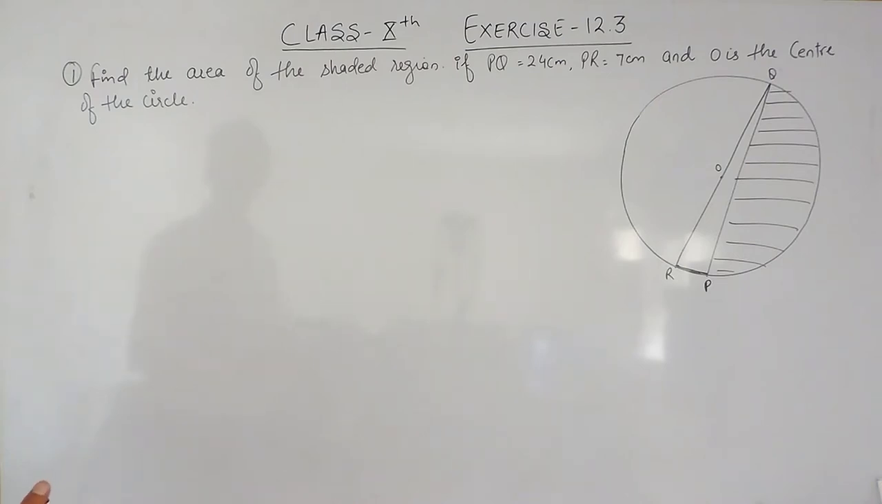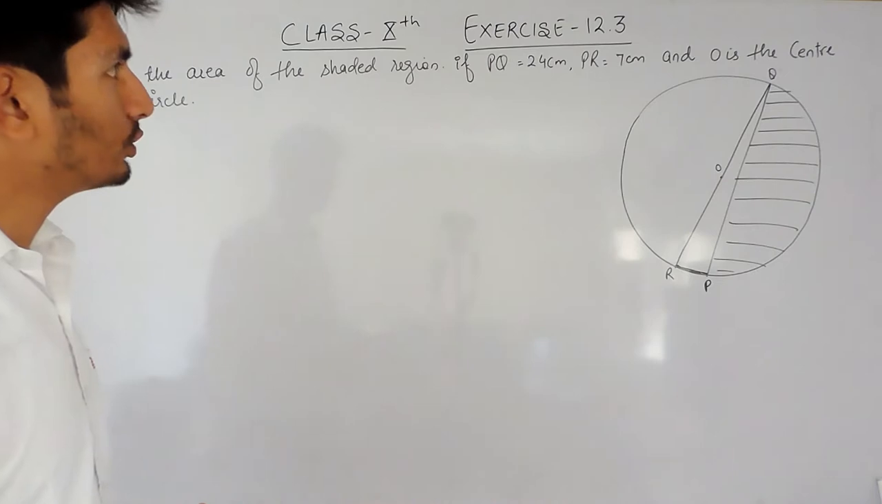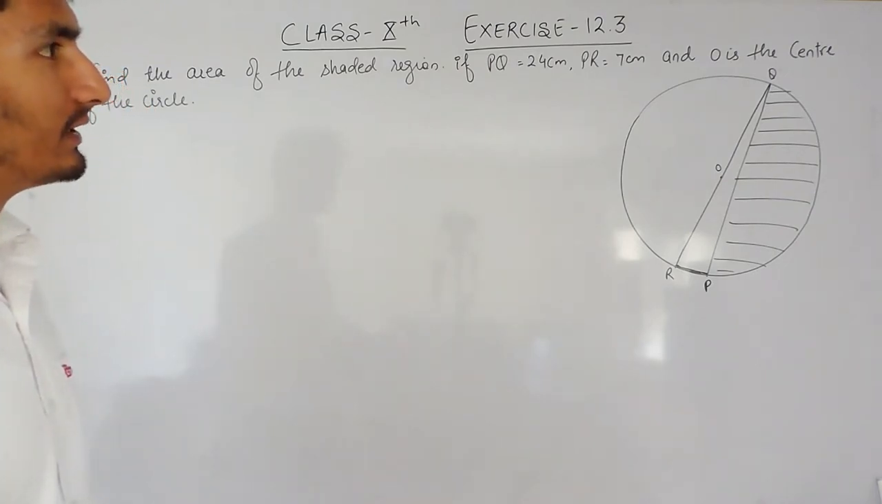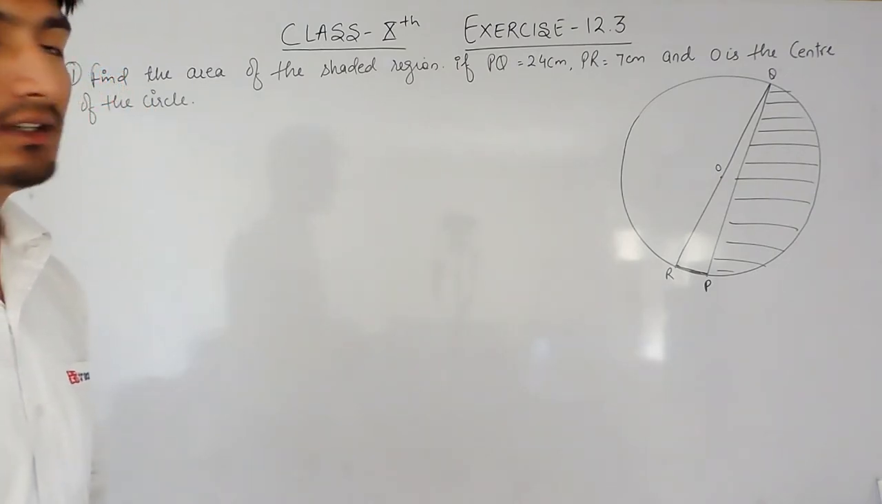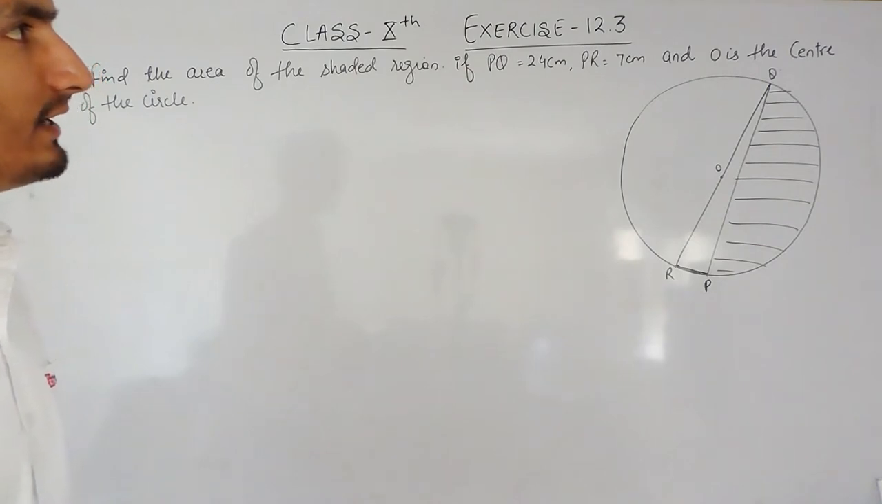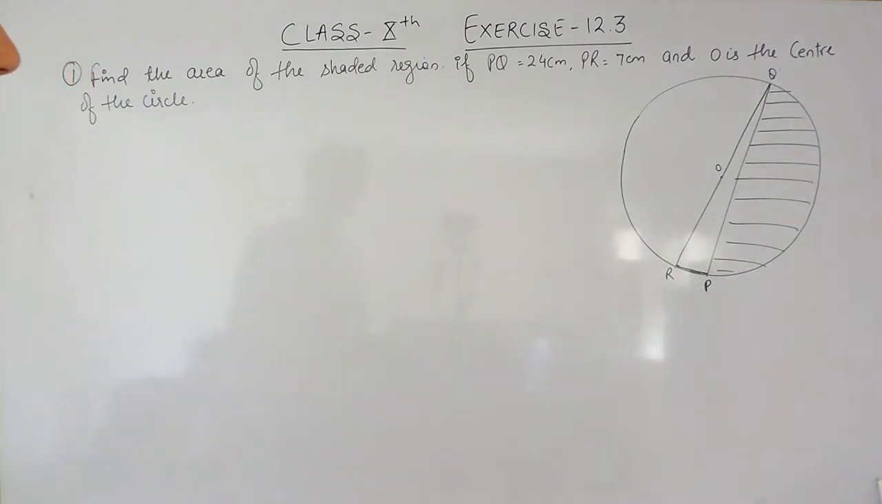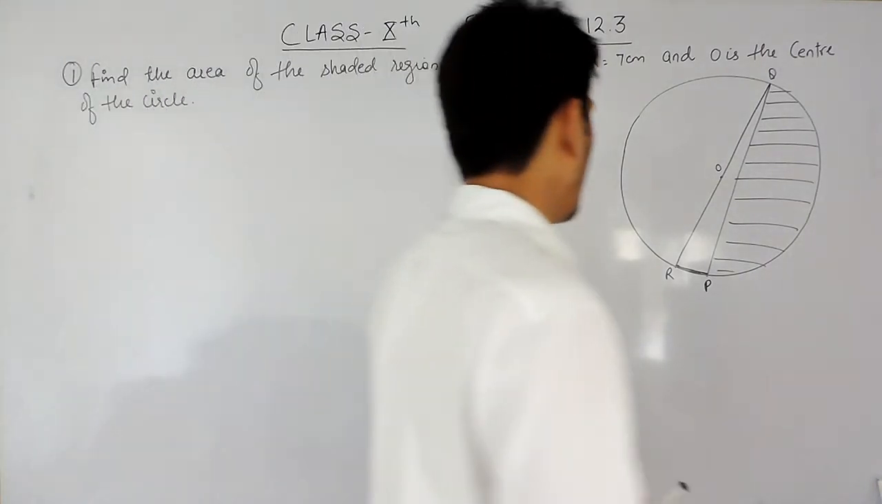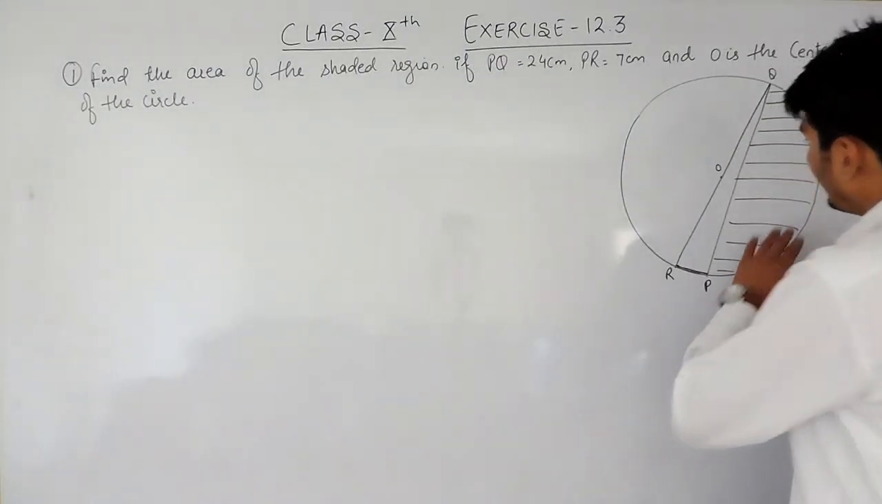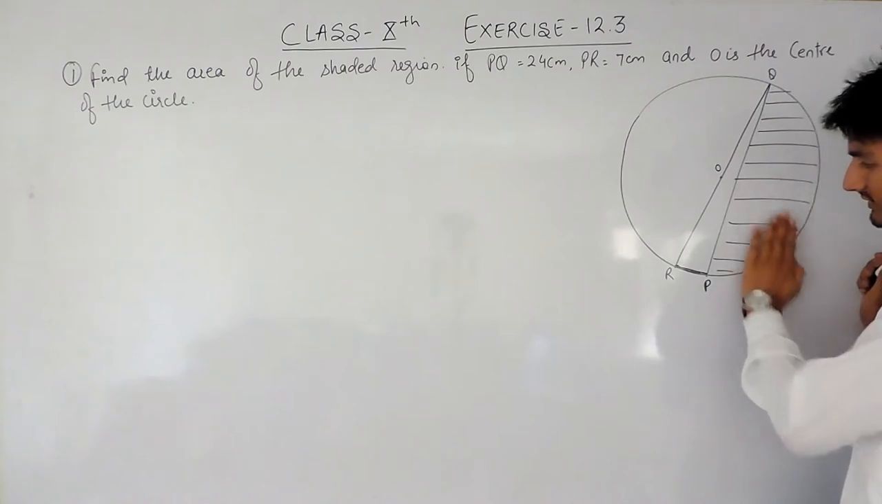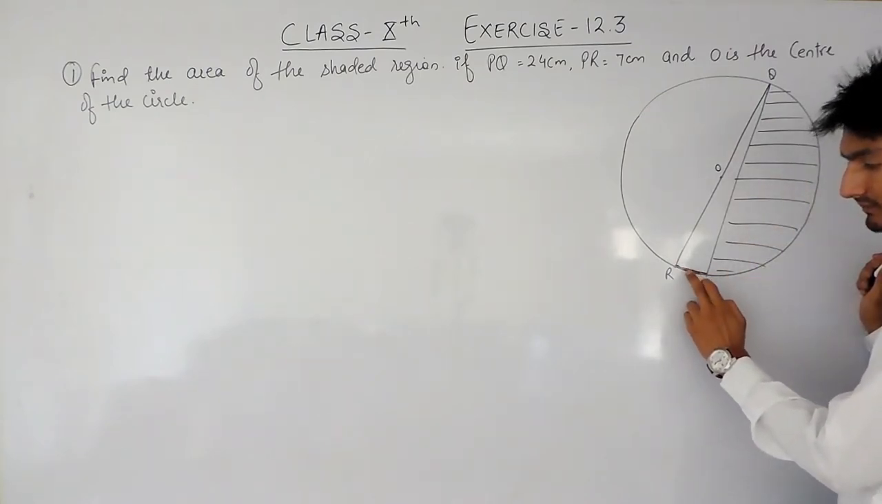Question says, find the area of the shaded region if PQ is equal to 24 cm and PR is equal to 7 cm. Find O, and O is the center of the circle. So in this case, I have to find the area of this shaded region plus this region.